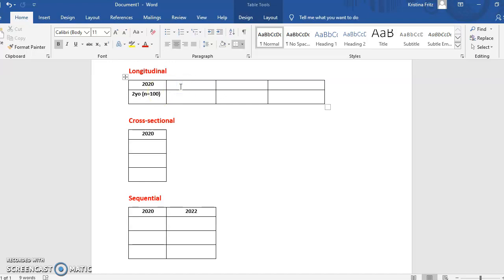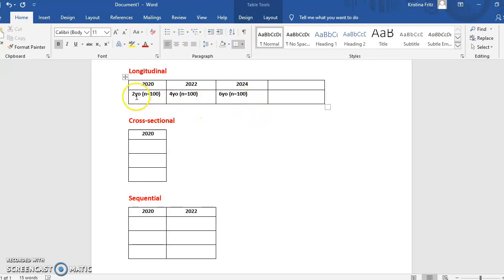Now, we're also interested in 4-year-olds. So in 2022, when they turn 4, the same 2-year-olds are now tested 2 years later. Hopefully we retain all 100 of them. Now, 2 years pass again, and they are 6-year-olds. We still hope that we have 100 participants, which is unlikely, but I'll go over that in a little bit.